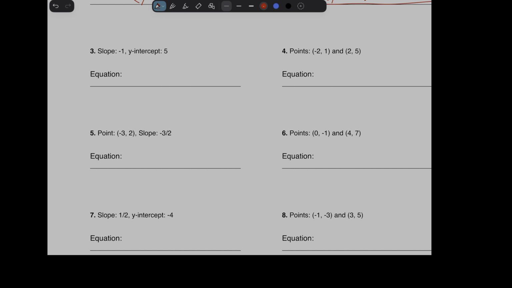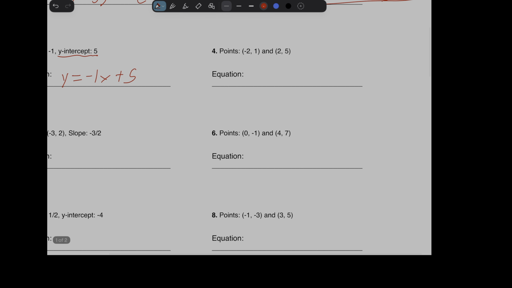Well, now look at this one. This one gave me a slope and an intercept. Well, that's cool. So if I'm given a slope and I'm given an intercept, I'm just going to go y equals, what's my slope? -1 x, y-intercept, plus 5. So I put this one in the y equals mx plus b form because that's what they gave me. Number 4, they just gave me 2 points. Well, if they give me 2 points, there's not a whole lot I can do. So I got to find my m. My m equals subtract the y's over subtract the x's.